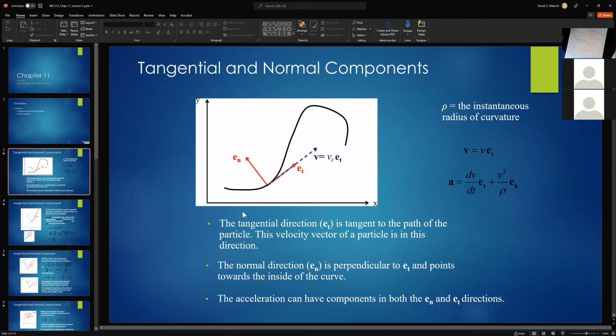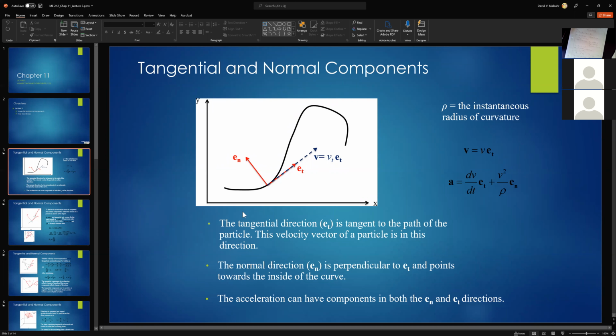So you may recall tangential and normal components. Anytime you have a particle moving along a line that's not straight, then you're going to have an acceleration towards the center of that radius of curvature in the normal direction. And so we break our velocity up into two components.